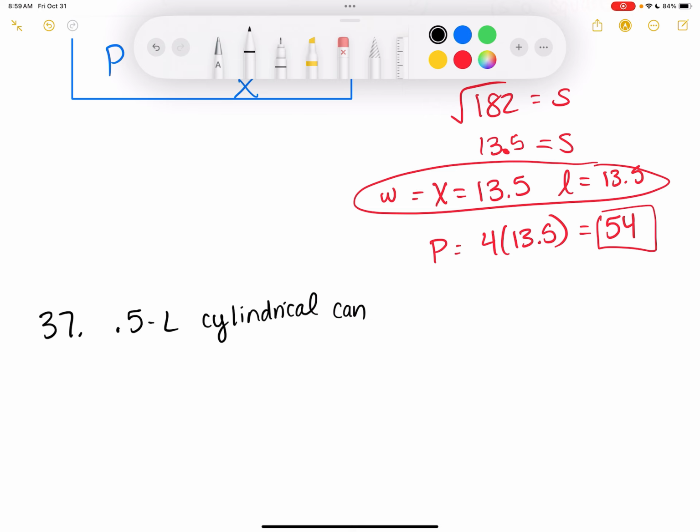They're specifying that because the formula has to be for a cylinder. You said 8 point... No, I said 0.5. So 0.5. Oh, and that says liter. The radius is X in centimeters.